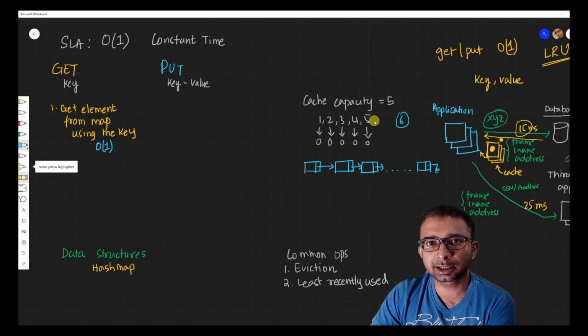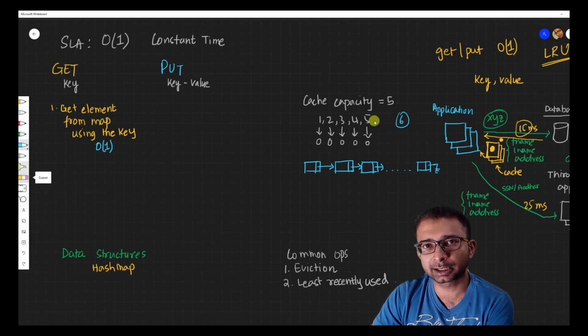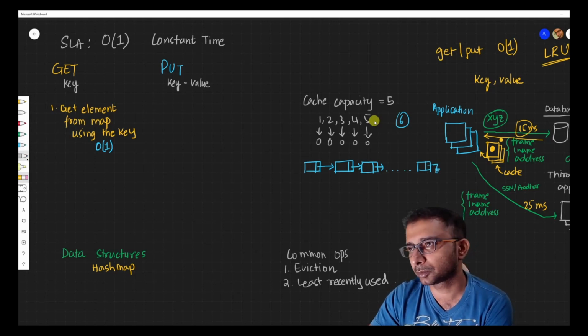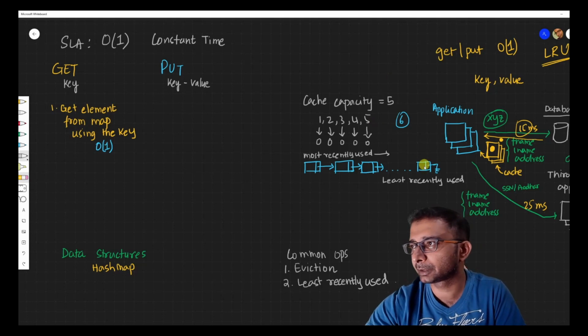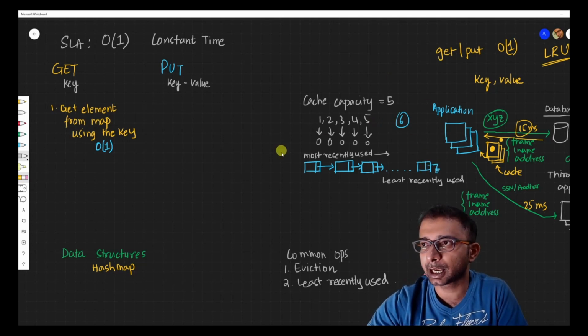So what does this list have? What is the order of this list? We can keep things in order. So what I can say is that this is the head, which will have the most recently used, and this guy over here will have the least recently used. So whenever I access an element from here, I'm just going to take that element and put it in the front of the list, right?